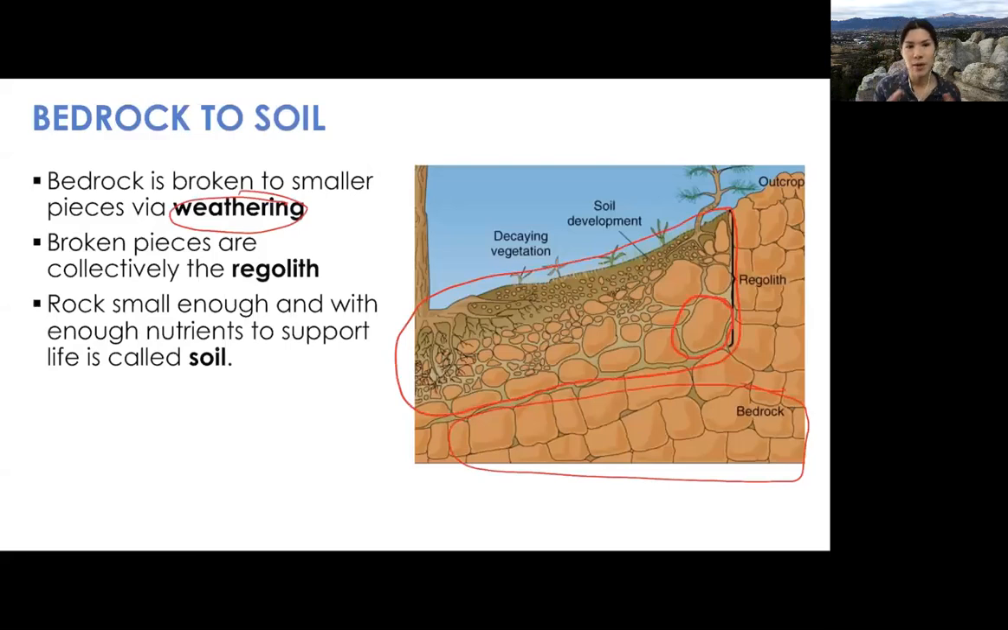As those regolith bits break up even more through more and more processes of weathering, they eventually get small enough and have enough nutrients within them that they can support life. And that is going to be soil. So the difference between soil and dirt is that soil can support life. And we're going to find it kind of at the top of this diagram where we see roots, plants, etc.